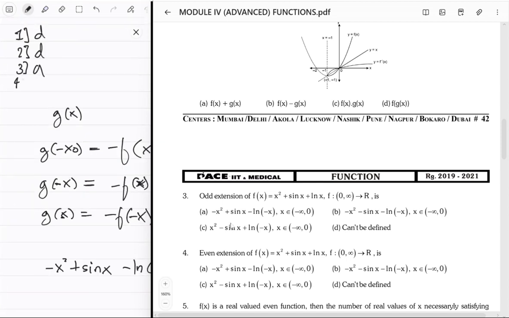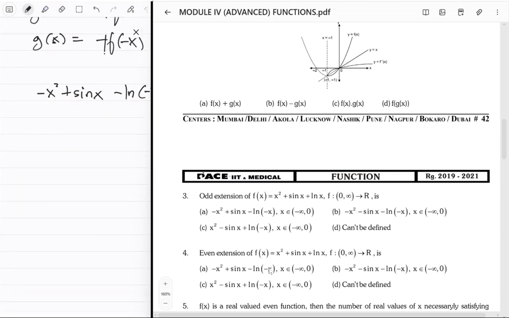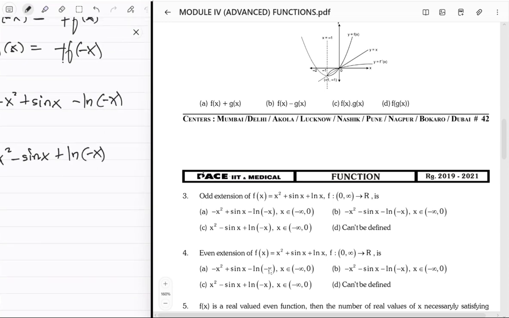So to fourth, the even extension of this guy. Once again the same kind of scenario, but now it should be positive f of x over here. So just put negative x instead of x and let's see what happens, and then change the domain to negative infinity to 0. It's x squared and then negative sine x and plus natural log of negative x. That should do it. There we go, that's the even extension, and the domain is negative infinity to 0. Make sense? So C is the answer, I guess.